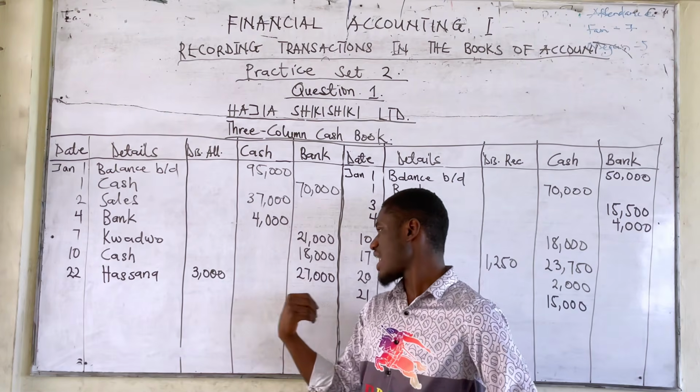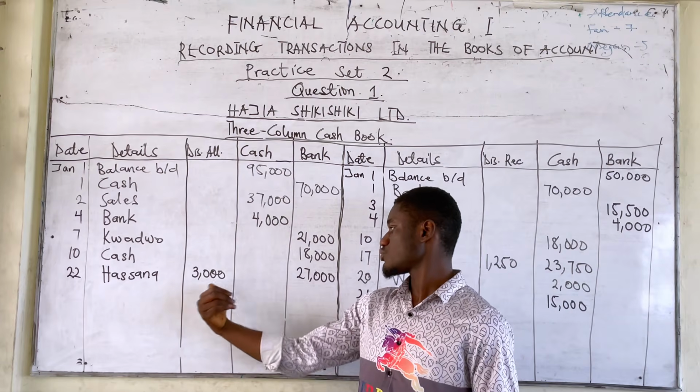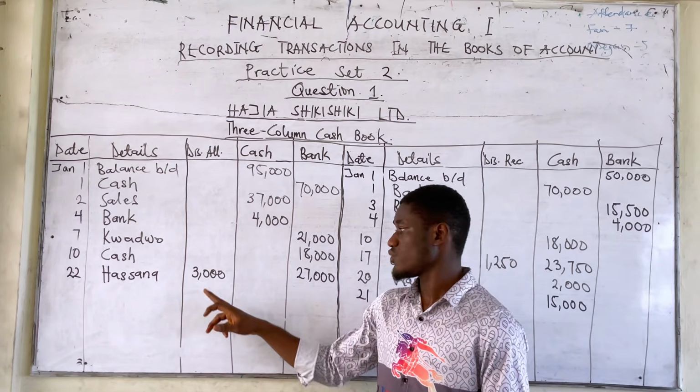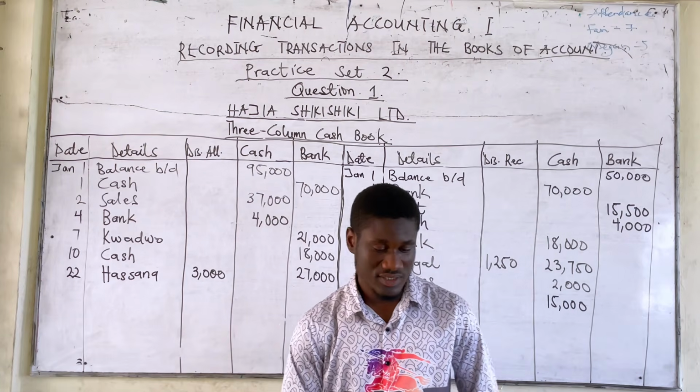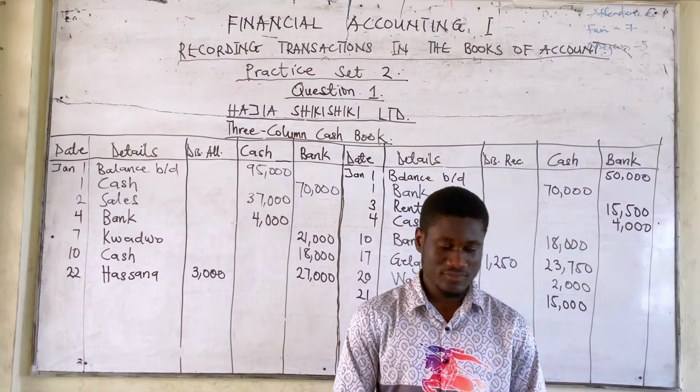When you add this to this, you will see that the actual amount Hasana was supposed to pay is still the 30,000. You get it? Good. And we give Hasana 3,000 discount. Good. So we move on to the next one.